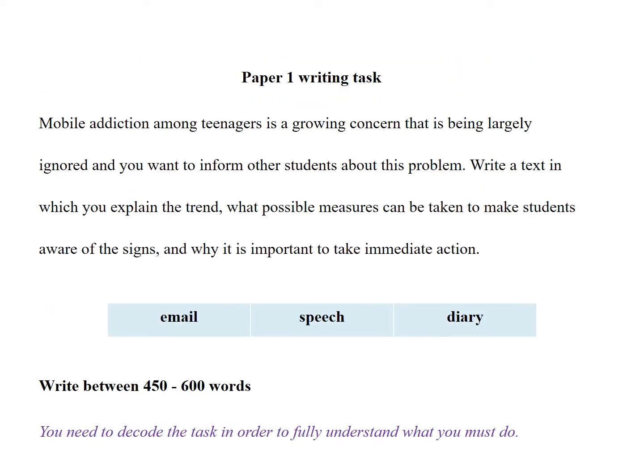Paper 1 writing task. Mobile addiction amongst teenagers is a growing concern that is being largely ignored, and you want to inform other students about this problem. Write a text in which you explain the trend, what possible measures can be taken to make students aware of the signs, and why it is important to take immediate action. You have 3 text type options: email, speech, and diary. Write between 450 and 600 words.